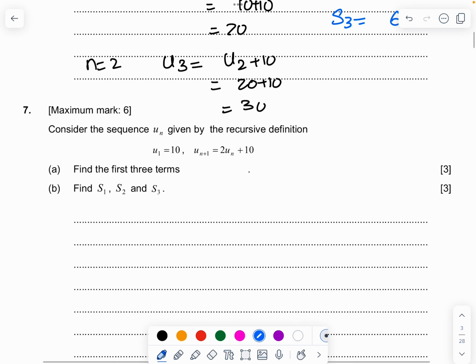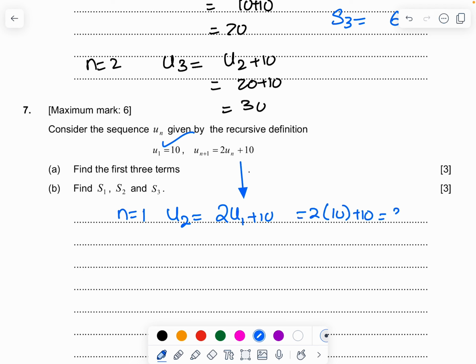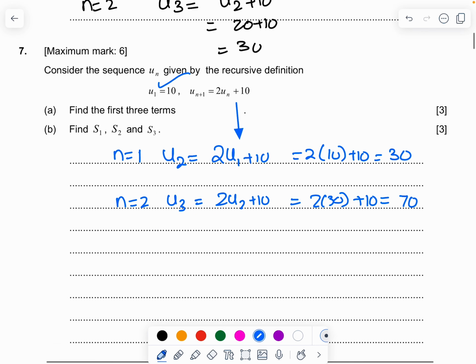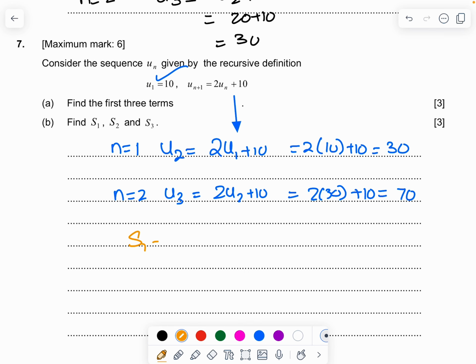Question number 7. Find the first three terms. So first term is already found. So n equals 1, you'll be getting u2 equals 2u1 plus 10. I'm using this formula, which is 2 times 10 plus 10, which is nothing but how much? 30. n equals 2, so u3 equals 2u2 plus 10, which is 2 times 30 plus 10, which is 70. Then again, S1 is u1 itself, S2 is u1 plus u2, 40, S3 is u1 plus u2 plus u3, which is 110.